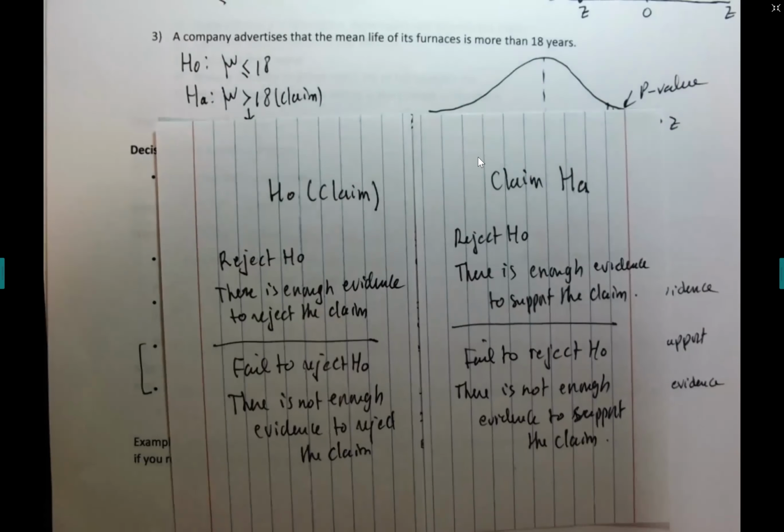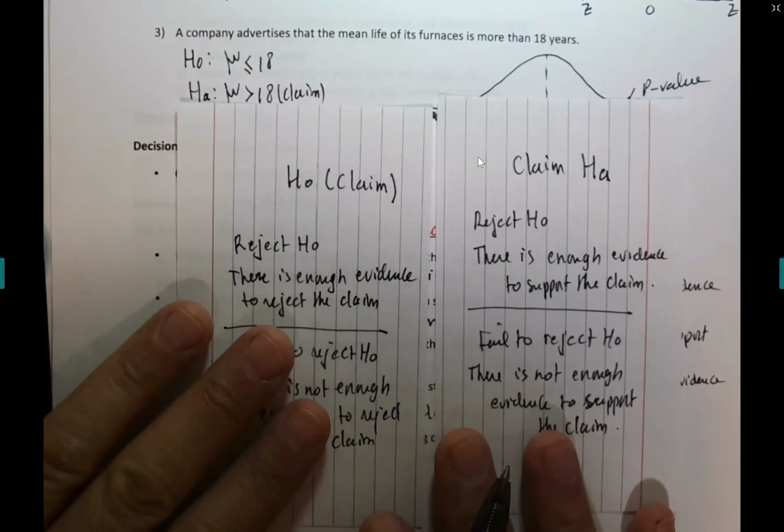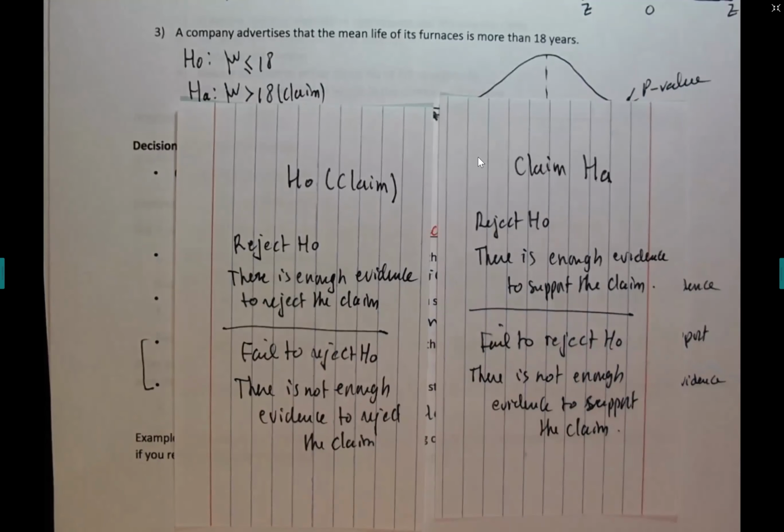But if the question says, do you support, isn't that a clue that the claim is in HA? Yes, 100%. That's a very good statement. If he asks you, is there enough evidence to support the claim? Be sure, guys, the claim must be in HA. And as you notice in this exercise I just did, number 32, he says, can you reject the claim? That means the claim was in H0. So that's a clue for you guys to know where the claim is.